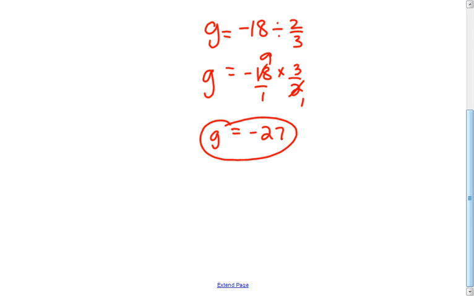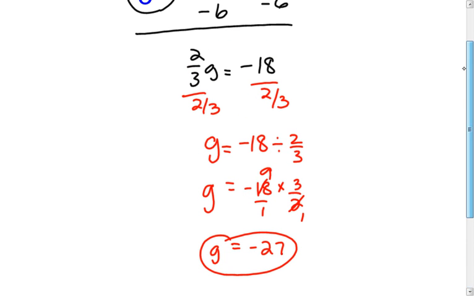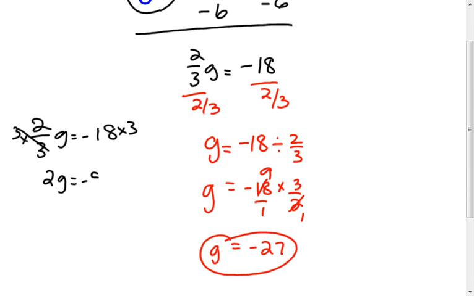Okay? Just to backtrack to show you a couple different ways to do this, if we were at the same spot where we were right here, some people would go, oh, well, I'll just multiply both sides by 3, and then I'll get 2g equals negative 54, and then divide by 2, and I will get negative 27, which is totally great too.